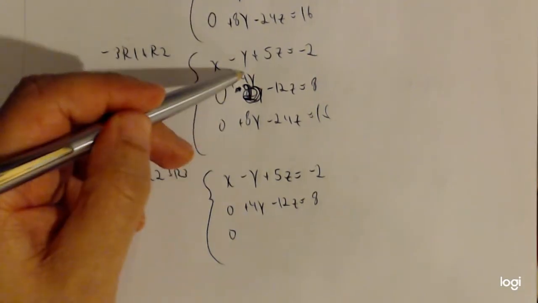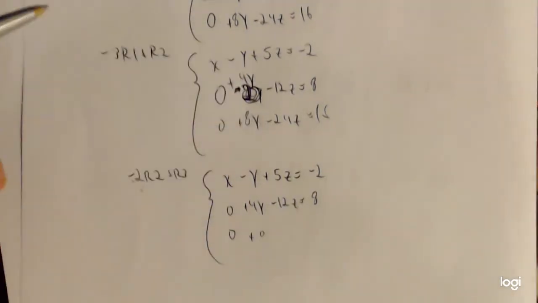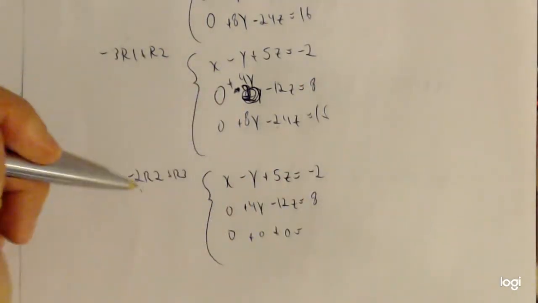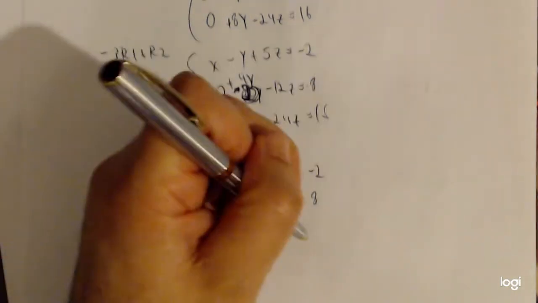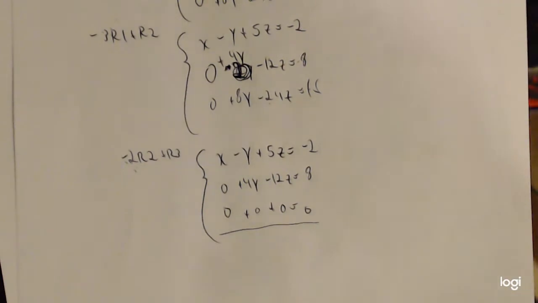Negative 2 times 4y is negative 8y plus 8y is 0. Negative 2 times negative 12z is 24z plus negative 24z is 0. Negative 2 times 8 is negative 16 plus 16 is 0. Now notice what happens. When you get a row that completely zeroes out, what does that mean?